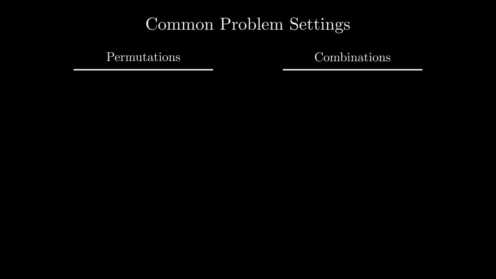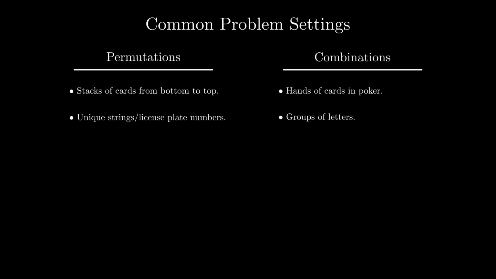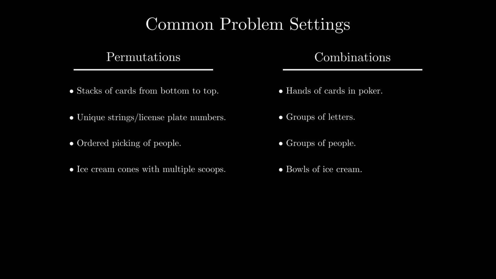Here are some common problem setups for permutations and combinations. Counting stacks of cards from bottom to top is a permutation problem, while hands of poker is a combination problem. Unique strings or license plate numbers versus groups of letters is also a big one. You can have ordered pickings of people or unordered groups of people. And lastly, counting ice cream cones with multiple scoops is different from counting bowls of ice cream.